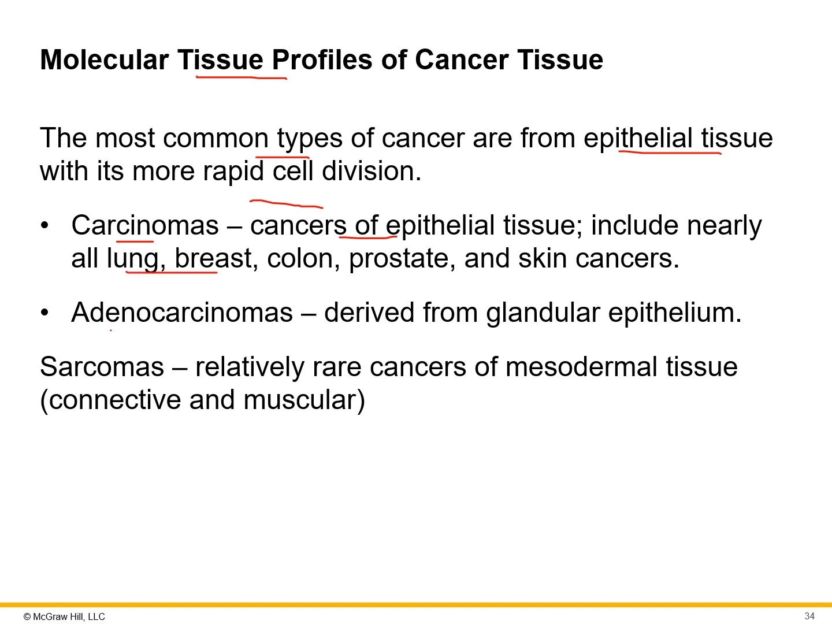And then we have adenocarcinomas. This comes from glandular epithelium. So remember, epithelium lines tissues as well as forms glands. So if it's in a gland, it's an adenocarcinoma. Any other place, it would be just a carcinoma. And then we also have sarcomas, and these are relatively rare, but this is where the connective or muscular tissue cells develop into cancer. But again, most common are the carcinomas of the epithelial tissue.